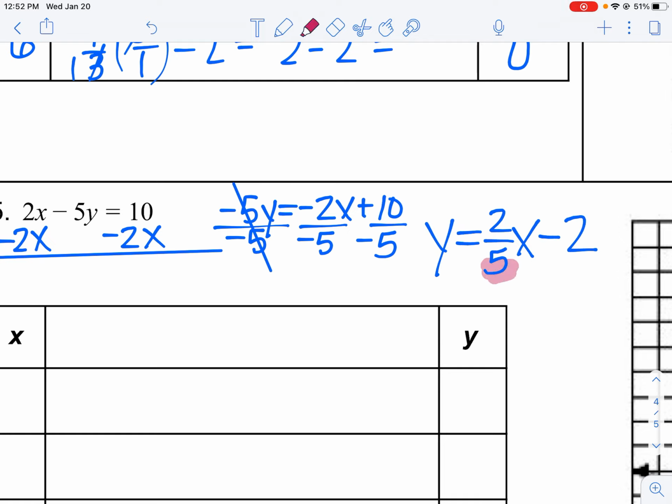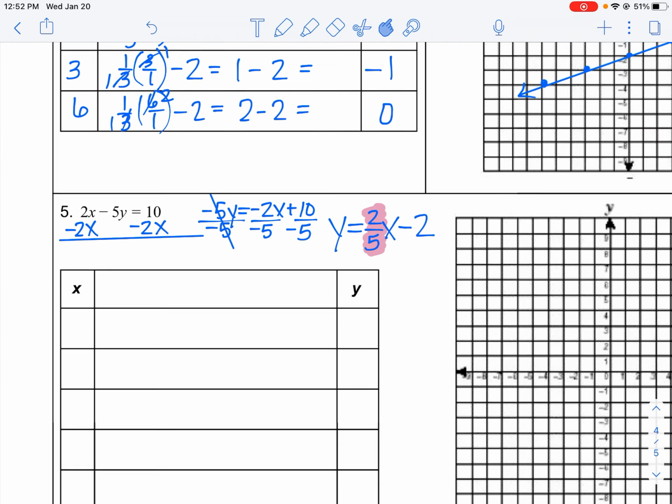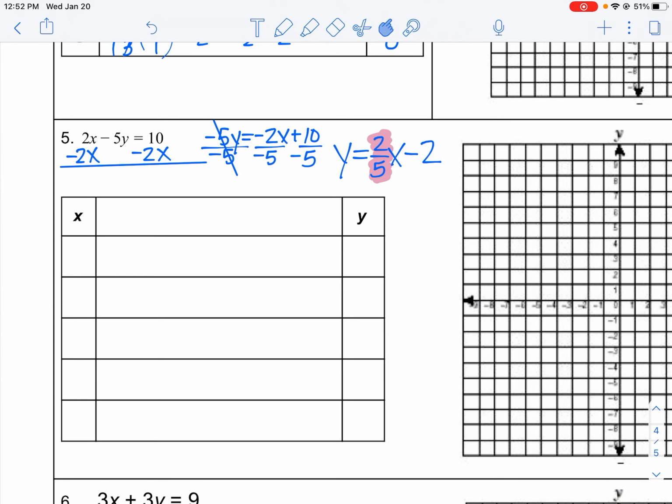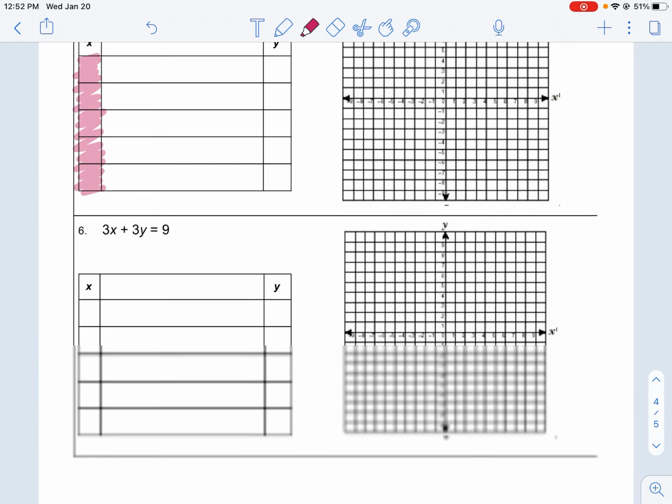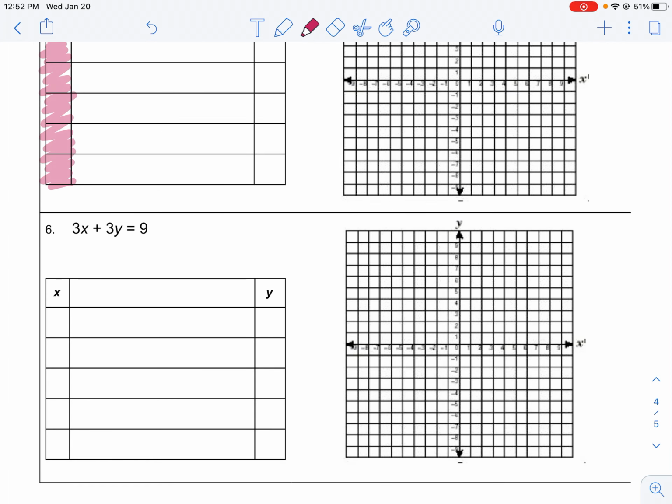So again, I have that fractional part. So I want to pick x values that get rid of the fraction with a denominator of 5. So I'm thinking of numbers, multiples of 5, to pick my x values. Go ahead and pick your own and finish this one out. Remember, you probably want to pick 2 negatives, 0, and 2 positives for this column, and then finish out that problem, as well as finishing out number 6, which is a lot like number 5.